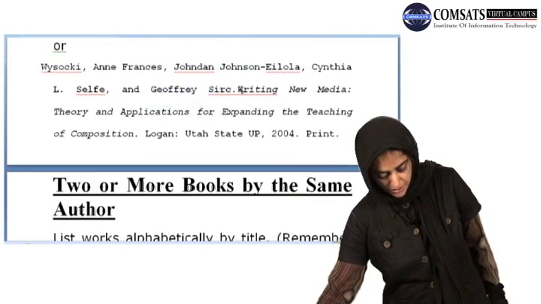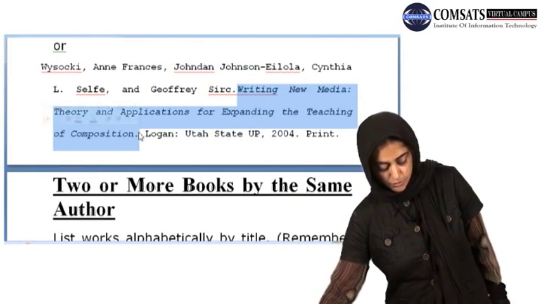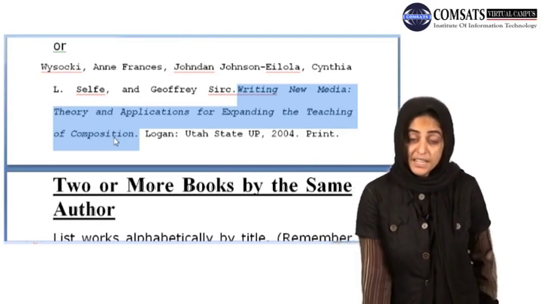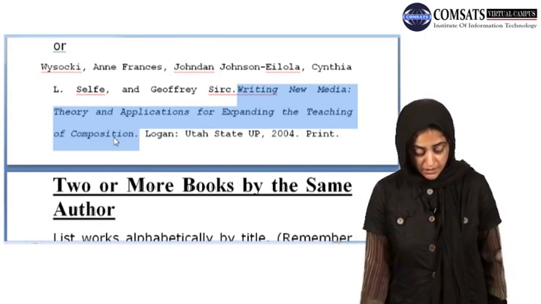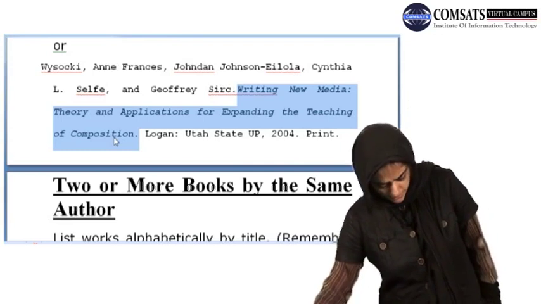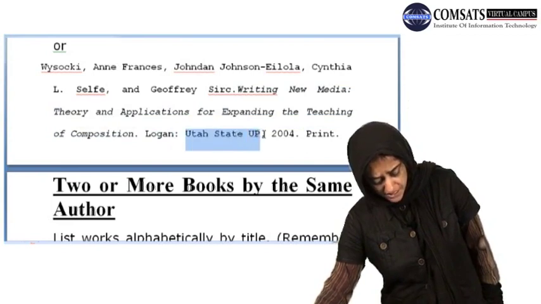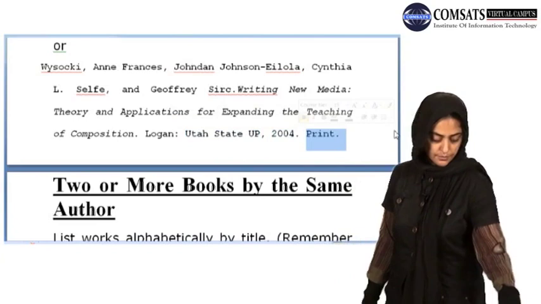And dear students, after this is the name of the book, and the name of the book is in italics, as was recommended that whenever you are showing some larger work, you are supposed to give the title of that work in italics. You will not be underlining it, you will not be giving it in inverted commas. Writing New Media: Theory and Applications for Expanding the Teaching of Composition. After that is the city of publication, then there is a colon, then the publisher, then comma, then year of publication, then dot, then Print dot, that this is the medium of publication.